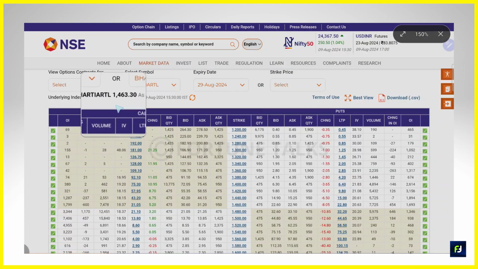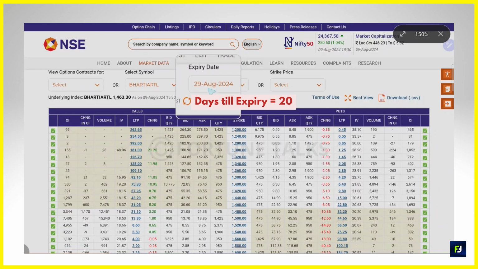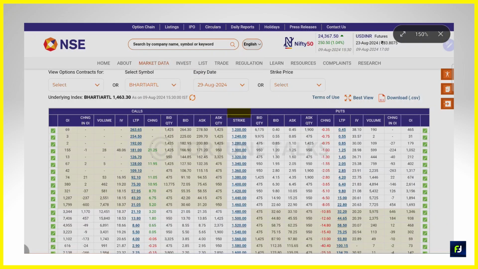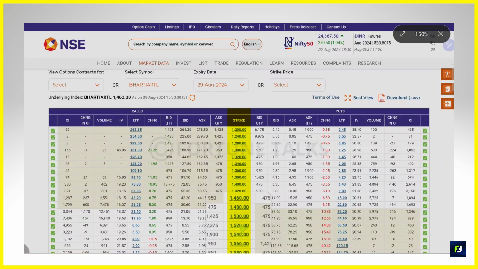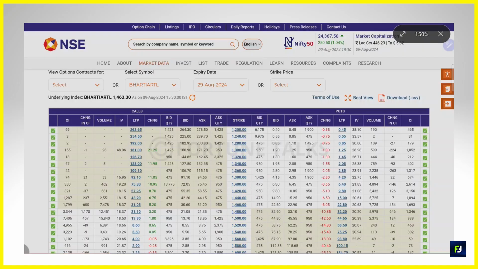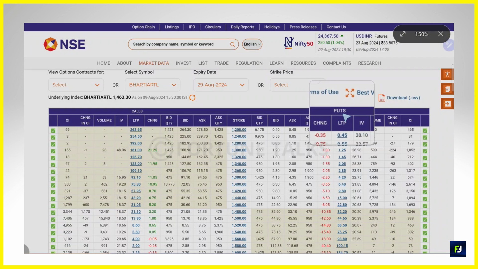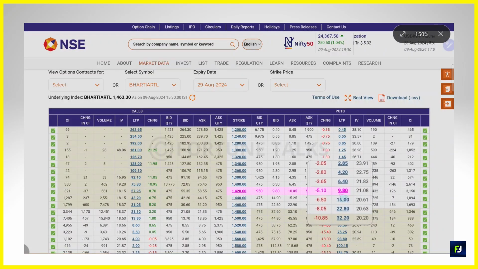Anyway, this is the option chain of Bharti Airtel, and there are almost 20 days till expiry. The strike prices are arranged in the center of the option chain. For Airtel, the difference between the two strikes is 20 points. Our objective is to buy put options. Put options are located to the right hand side of the strike prices. Our desired strike price of 1420 is now trading at a premium of 9.8 rupees.